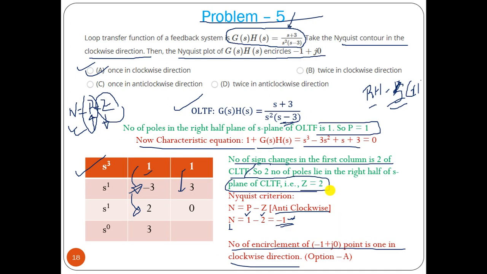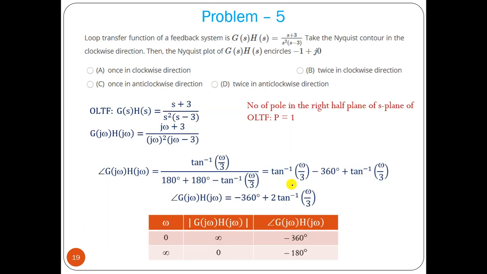Let us check that answer by drawing it. This is the open loop transfer function, with p equal to 1, that we know. We have to put s equal to j omega. Here we find the magnitude and the angle. The angle is tan inverse omega by 3, and here it is 180 degrees, as there are 2 poles, and here it is minus.